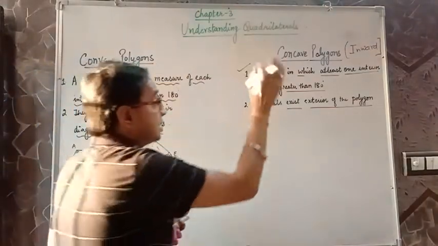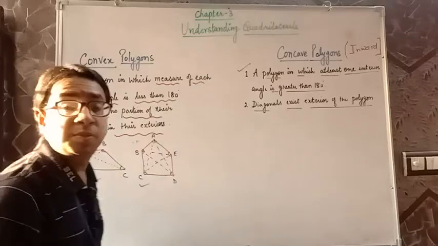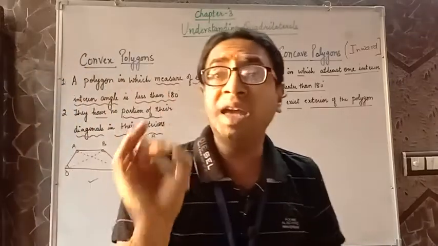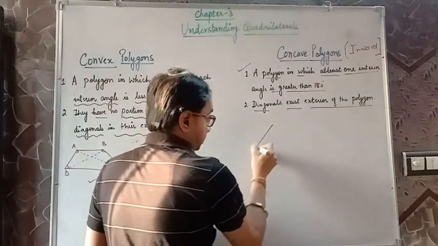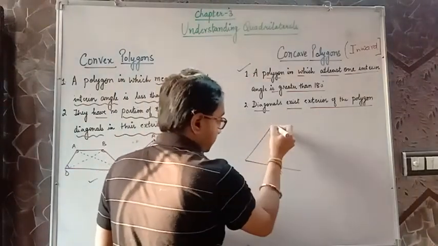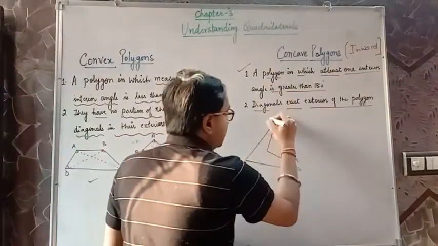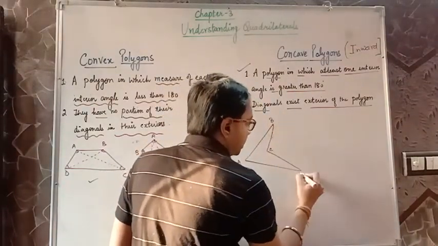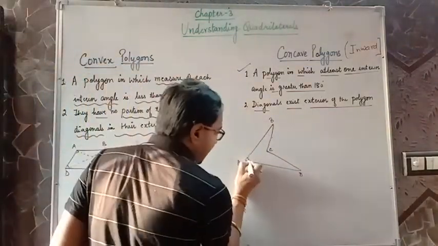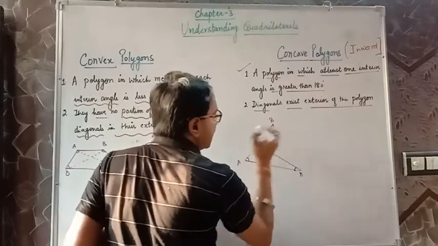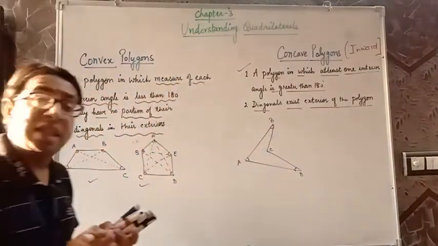Okay. Next, concave polygon. One of the angles must be greater than 180 degrees. I'll give an example. It's a quadrilateral because it is a four-sided figure, four angles are there. If you clearly see, angle A, angle B, angle D are less than 180.